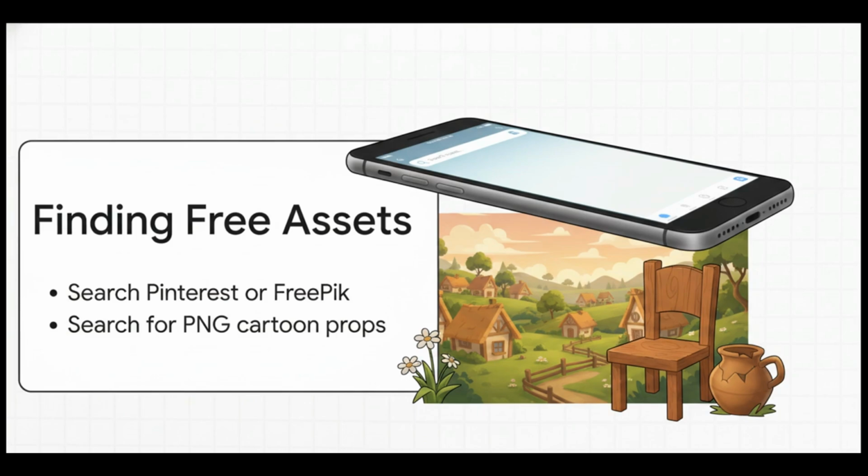Head straight over to Pinterest or FreePic. Just type in keywords like cartoon village background or whatever fits the vibe of your script. It's so easy to find free, high-quality art. And if your scene needs specific items, like maybe your character needs to sit on a wooden chair or hold a water pot, just search for that item followed by PNG cartoon to grab the specific props.